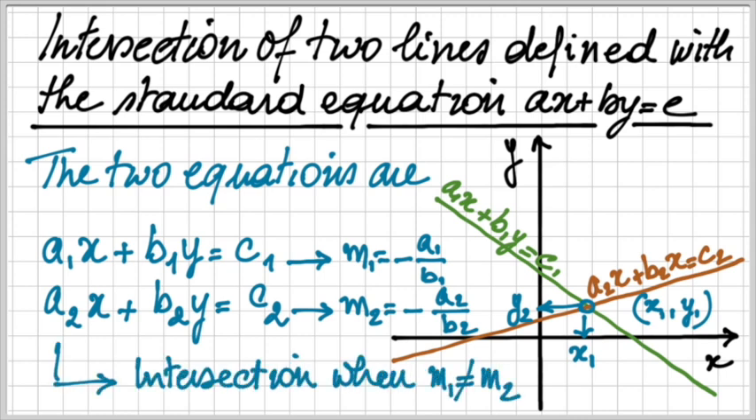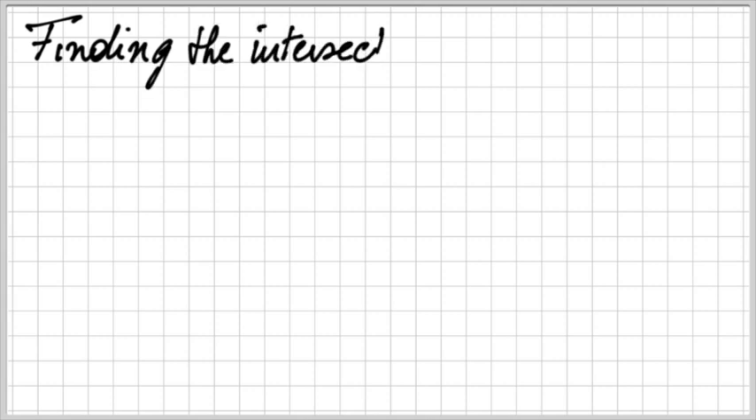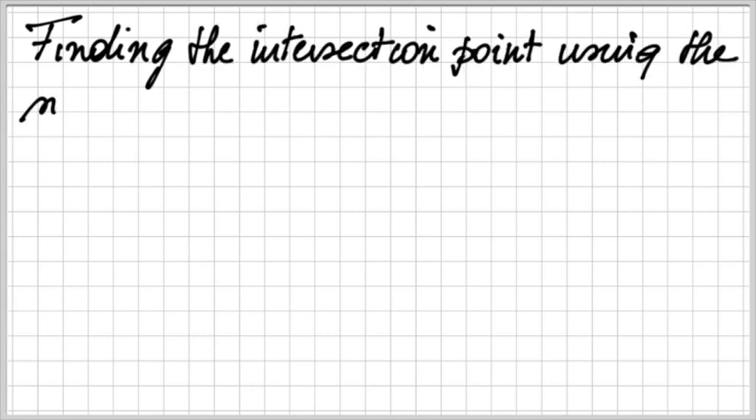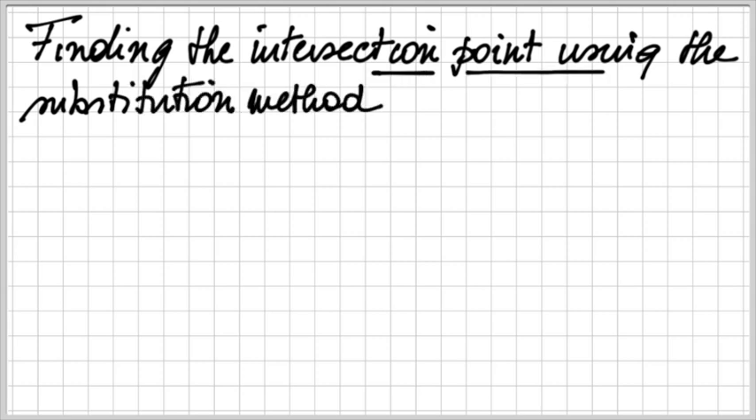So when slope m1 is not equal to slope m2, then we will have an intersection point. It's very important to verify that those two slopes are different. If they are equal, then we conclude that the lines are parallel, and parallel lines have no intersection point. So let's have a look at finding that intersection point using those two lines, and we're using the substitution method.